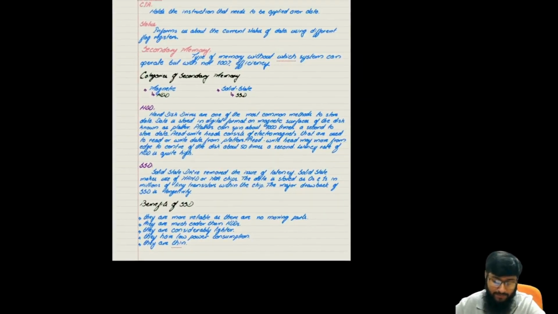So in this session, we are done with the categories of secondary storage, that is magnetic, the HDD, and solid state drives.